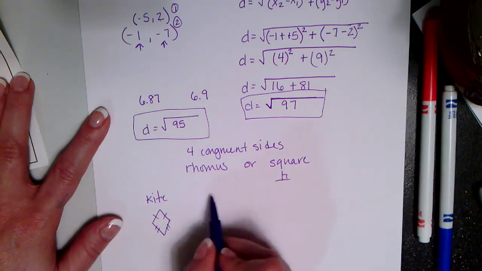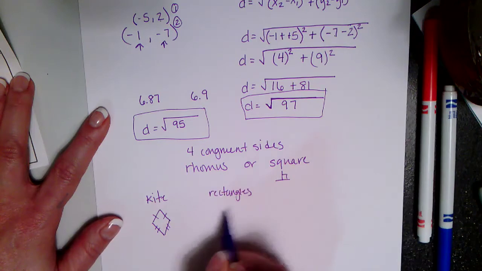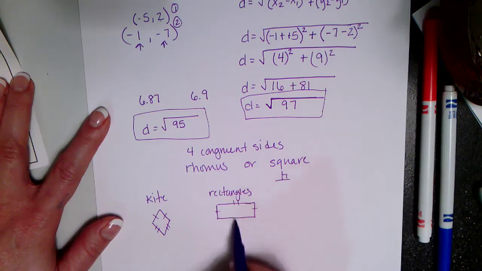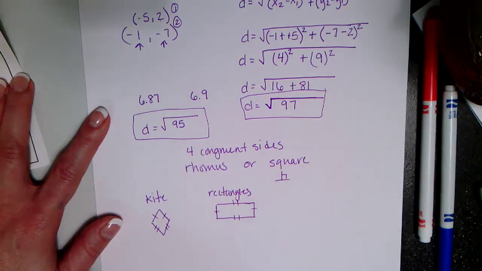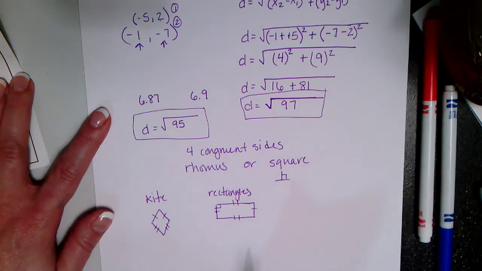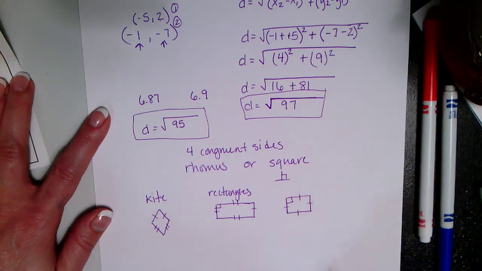And then also rectangles have opposite sides that are congruent, and right angles, right? So these would have to be congruent, and then the other side would have to be congruent, along with having those right angles. And for the right angles, we would need the opposite reciprocals. Squares, all of these sides are congruent, and they all have 4 right angles.